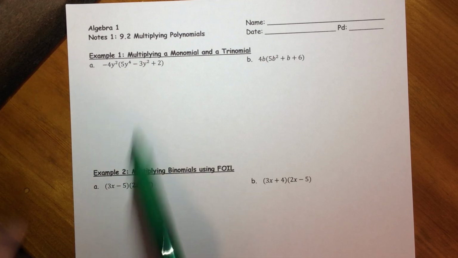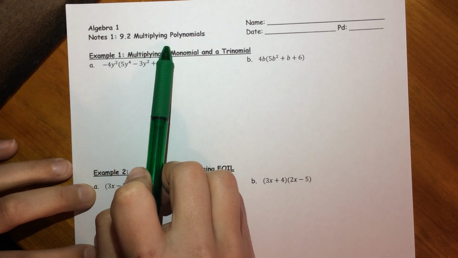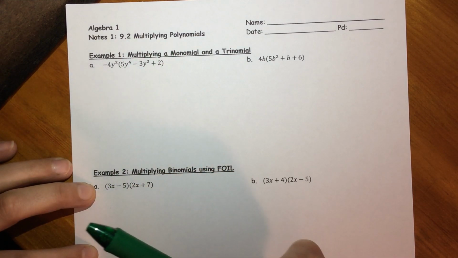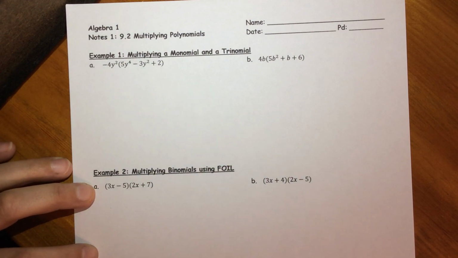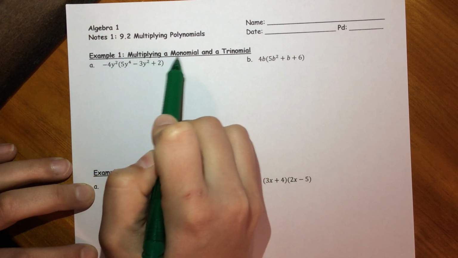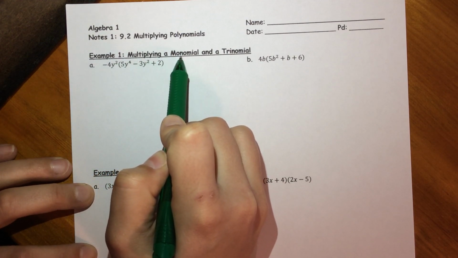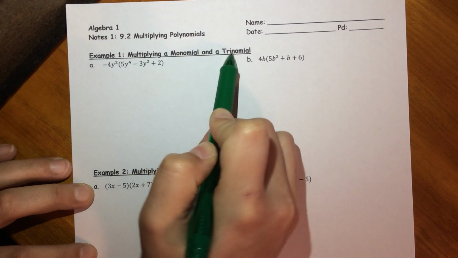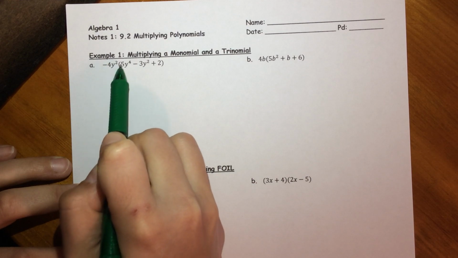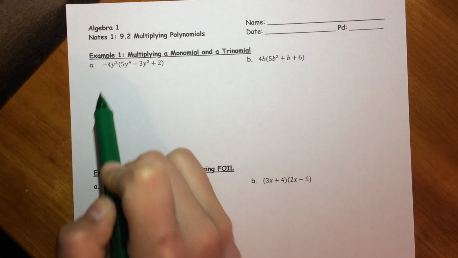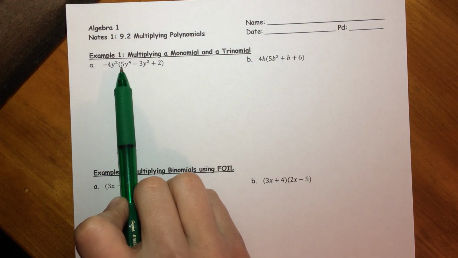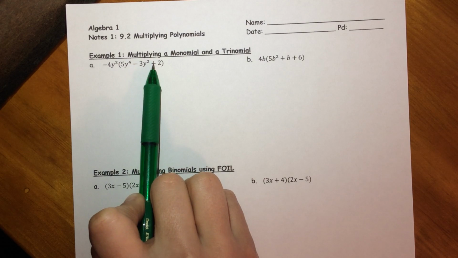All right, so in 9.2, we're talking about multiplying polynomials, meaning we're multiplying expressions that have many terms together. So we're going to start off simple and then build our way up like we always do. So example 1, we're going to multiply a monomial, which is an expression with one term, and a trinomial, so it's an expression with 3 terms. So first example, our monomial is going to be negative 4y squared, and then our trinomial is going to be 5y to the 4th minus 3y squared plus 2.